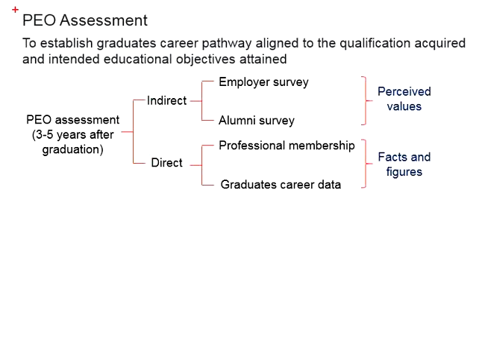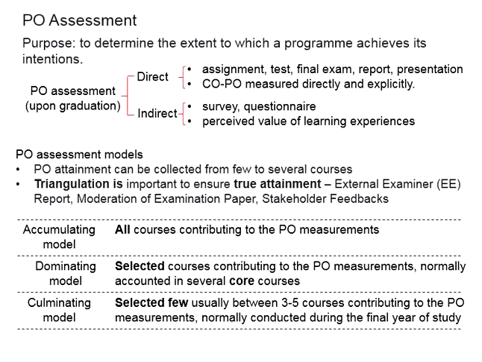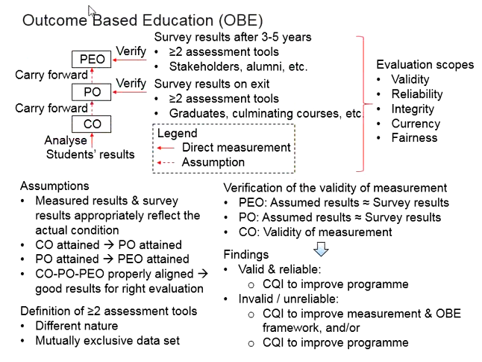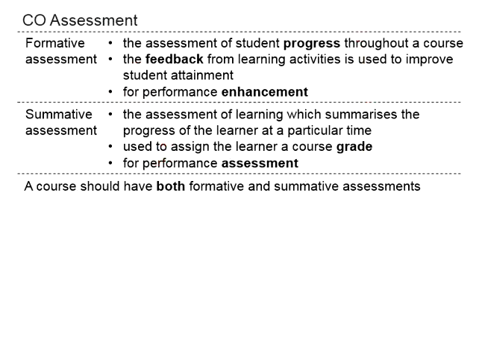So far, we have briefly covered the PEO assessment and also the PO assessment. In these videos, we're going to talk about the CO assessment. If you look at the model here, you know that CO assessment will be direct assessment. We can acquire data from the students' performance and results, analyze them in order to determine the attainments of the course outcome. In terms of the assessment, there are formative assessment and summative assessment.